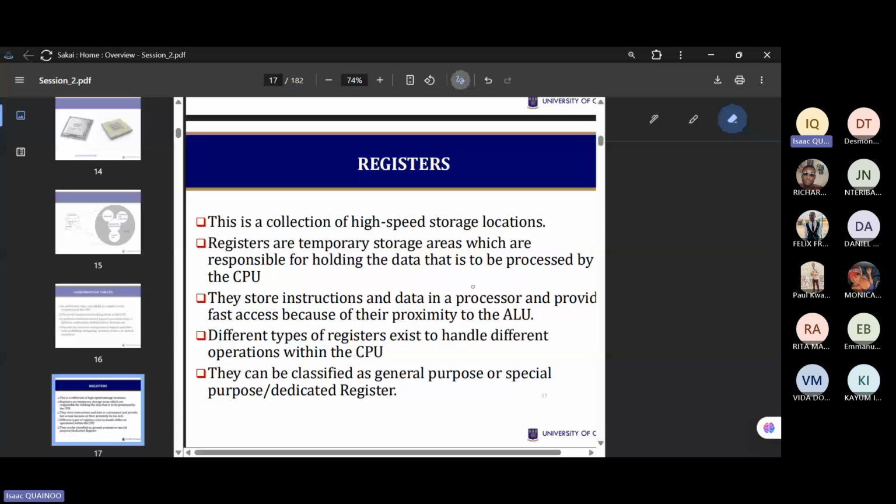So registers are temporal storage areas which are responsible for holding the data that is to be processed by the computer. Please, you have a diagram below, and we are going to use a diagram to explain some of these concepts further. They store instructions and data in a processor and provide fast access because of their proximity to the ALU. So we are basically saying that the CPU is in charge of processing data.